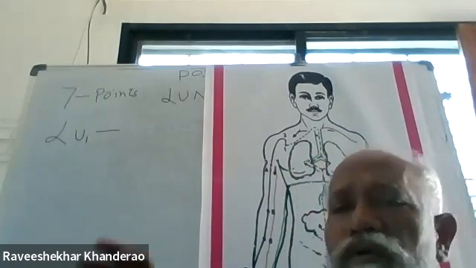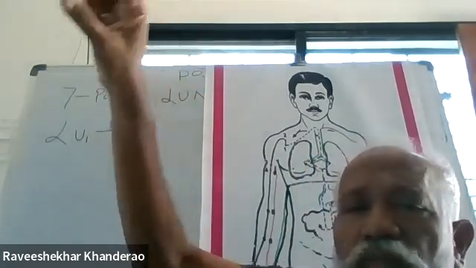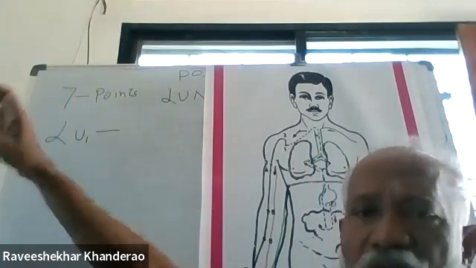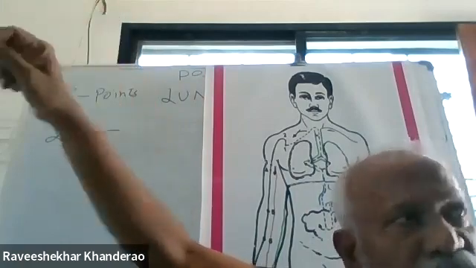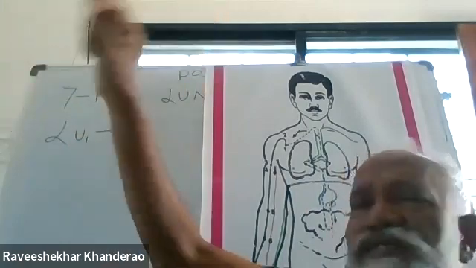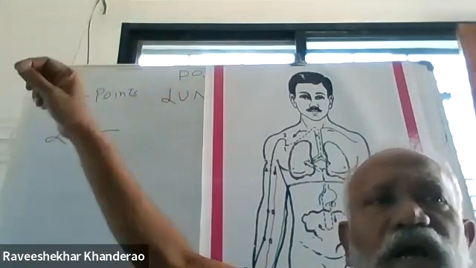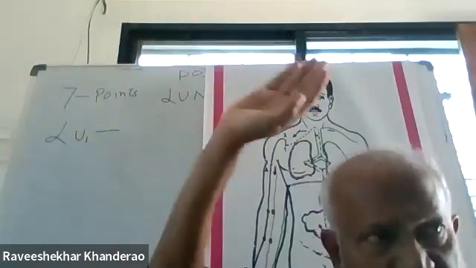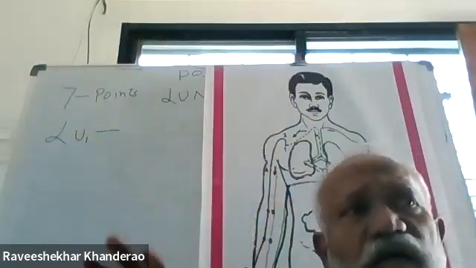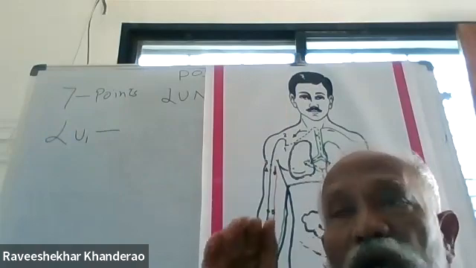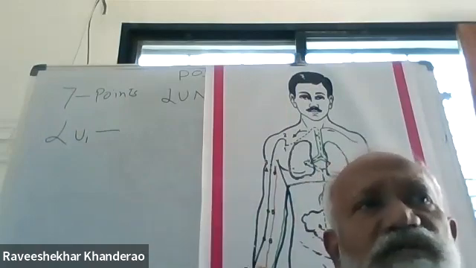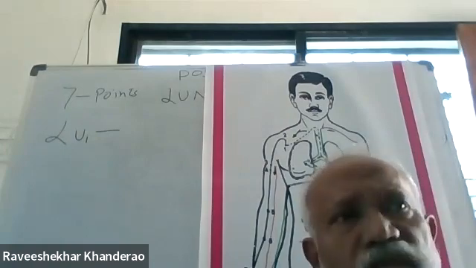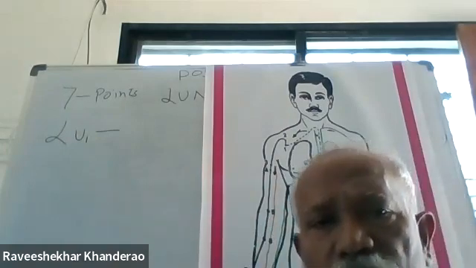So what you can do is write down problems of the lung and the points to be treated, like asthma, cold, bronchitis, shoulder pain. These are all different ailments. Under every head you must write down all the points which are related to treating those ailments.